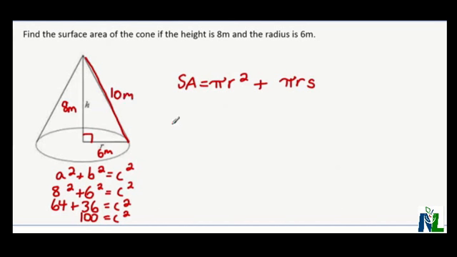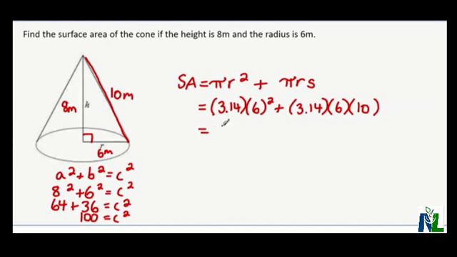So now I have everything that I need, so I can plug it into the formula. So pi is 3.14. The radius is 6, and that has to be squared. Pi is 3.14. The radius is 6 again. And s is the slant height, which is also the radius of your sector, and that's 10.